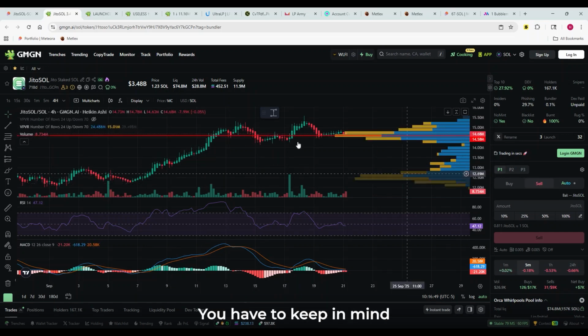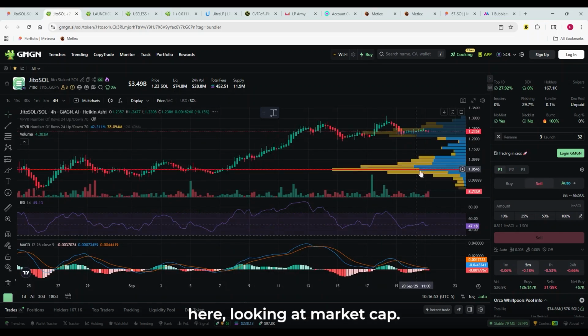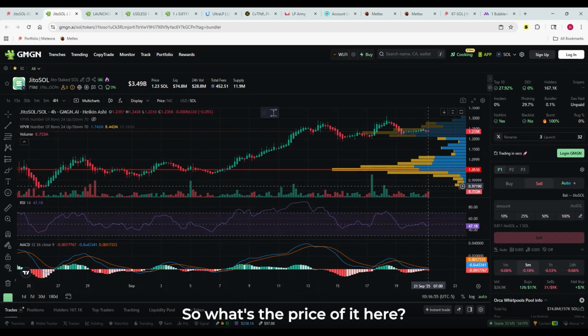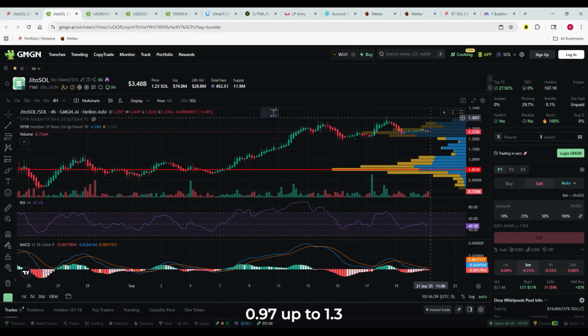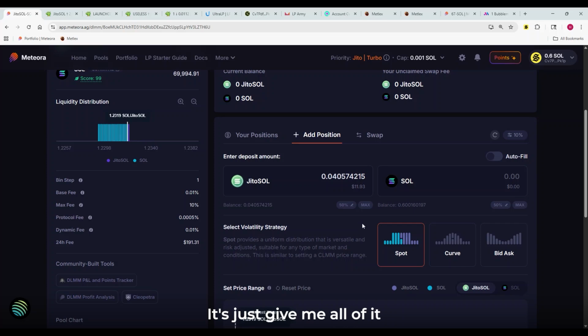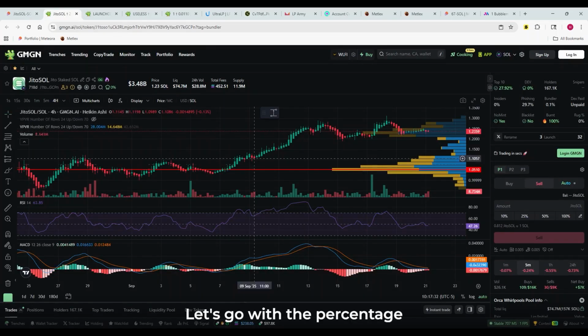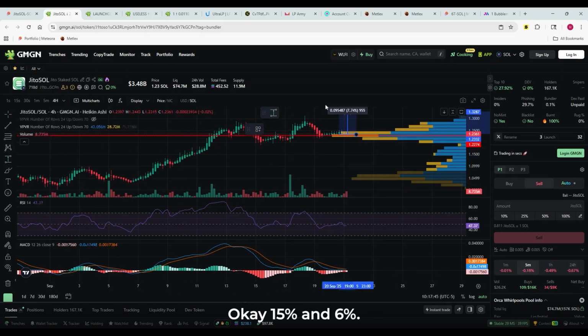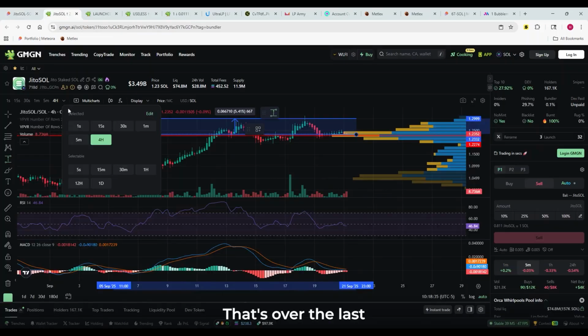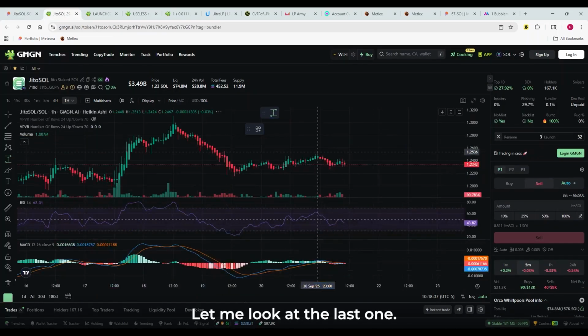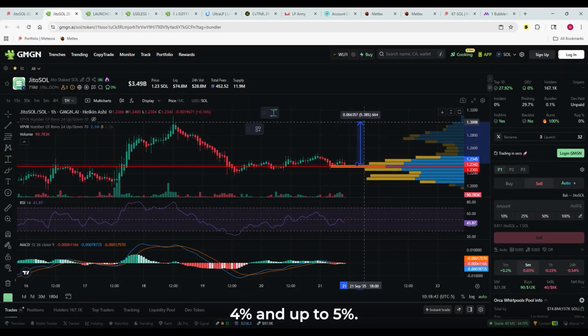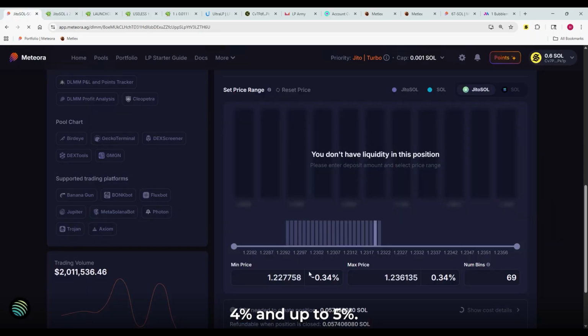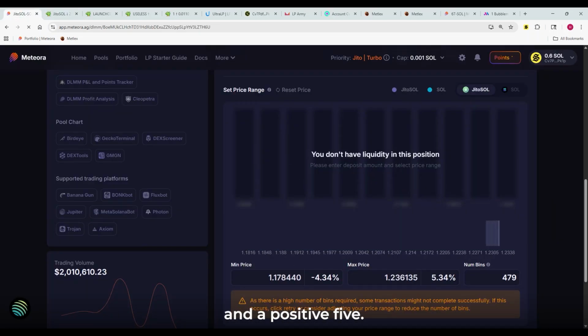You have to keep in mind here, I'm looking at market cap. So what's the price of it here? 0.97 up to 1.3. Just give me all of it. Autofill. Let's go with the percentage actually. So let's figure out what that is. Okay, 15% and 6%. That's over the last 4 hours. Let me look at the last 1 hour. I'm going to go down 4% and up 5%. So -4 and a +5.